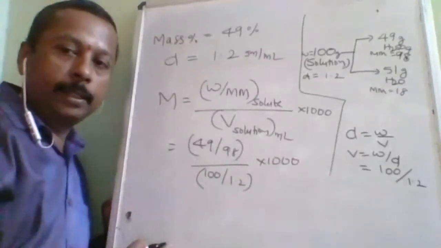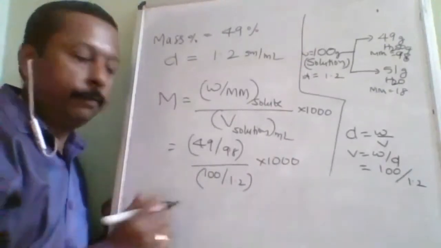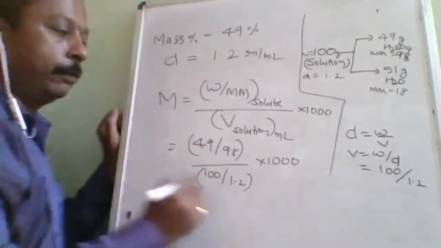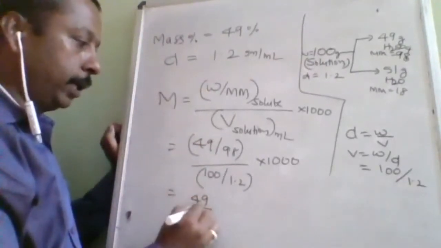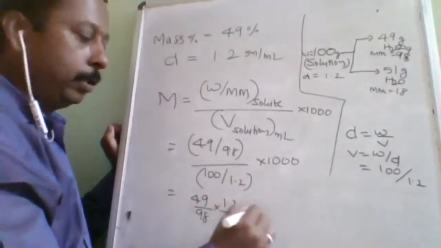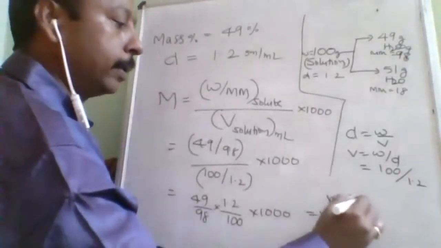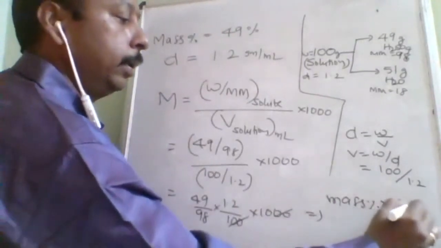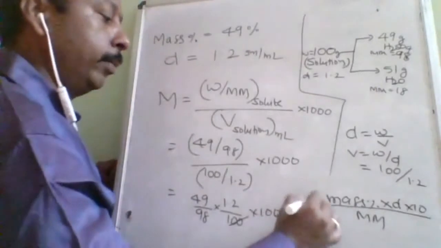Yesterday I saw some students using shortcut formulas. It is highly dangerous; if you forget some point, like the 100, it will be very difficult. That formula is also derived from this only. On simplification, this will be 49 by 98 into 1.2 divided by 100 into 1000. So they made it a formula. This is the mass percentage, and this and this get cancelled. What remains is density into 10 by molecular mass. Like this, they made the shortcut.